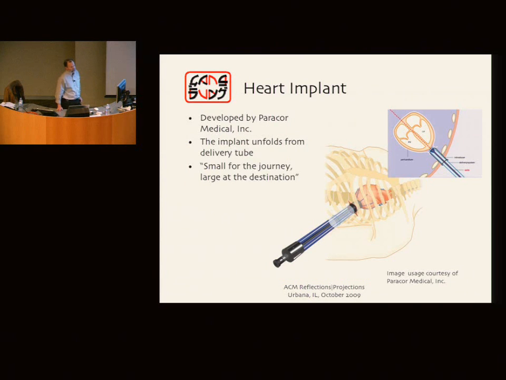A company called Paracor Medical makes a heart implant that is injected between the ribs. It's a bag that wraps around the heart, but that bag has to fit into a small tube, small enough to get between the ribs so you don't have to crack open the chest and do open heart surgery to install it. Once again, folding provides the solution. That bag is folded down into the tube in a special way so that it does not snag on the way out. Again, small for the journey, large for the destination.